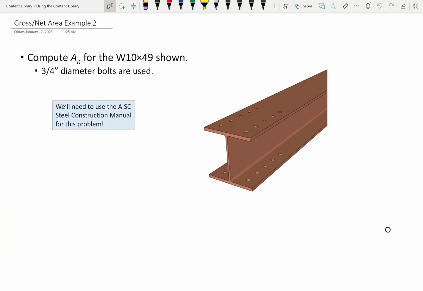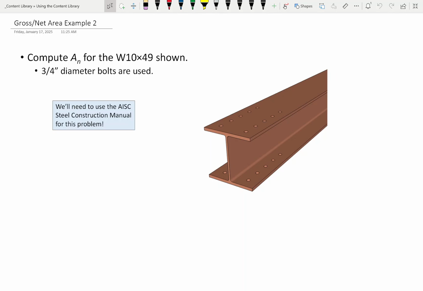Okay. Now let's take a look at this problem. So now what we've got is we're going to compute the net area for a W10 by 49. Does everybody see where the bolts are going through? What are these, the flanges or the webs? The flanges. Okay, so we've got a bolt, bolt, bolt through the flanges.